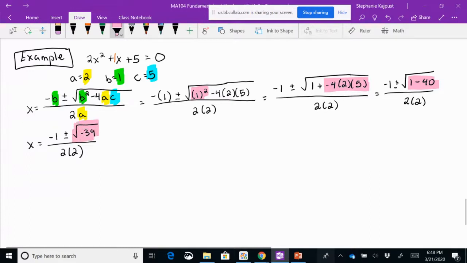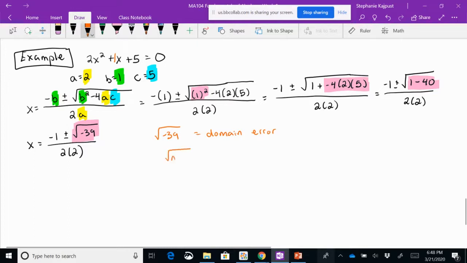So if you get your calculator out and you type in the square root of negative 39, you're going to get an error. My calculator says domain error. That is because we can't take the square root of a negative number. The square root of a negative number is not a real number.